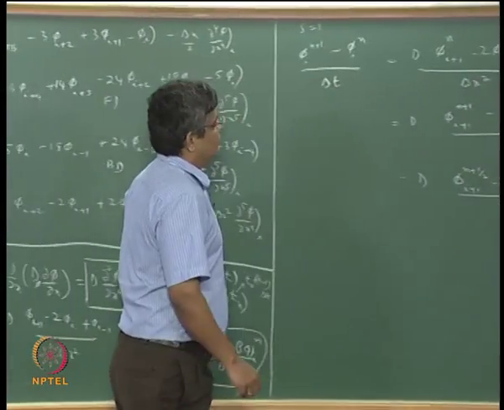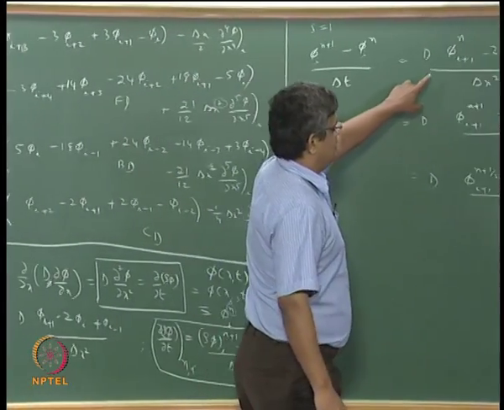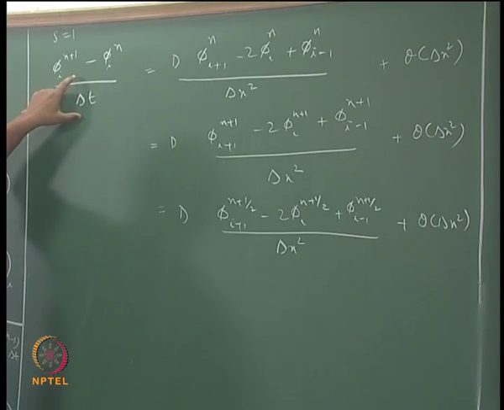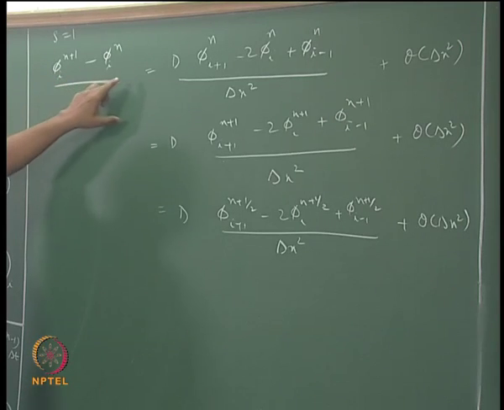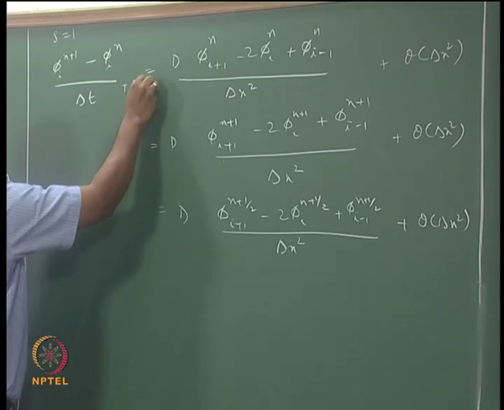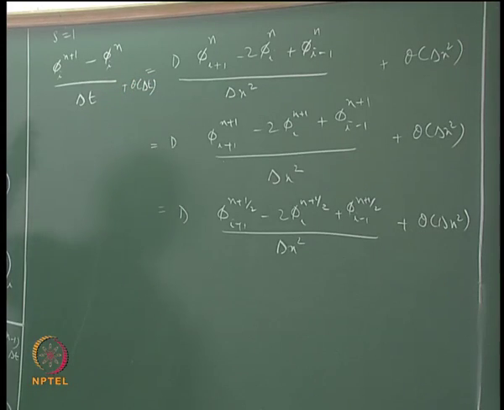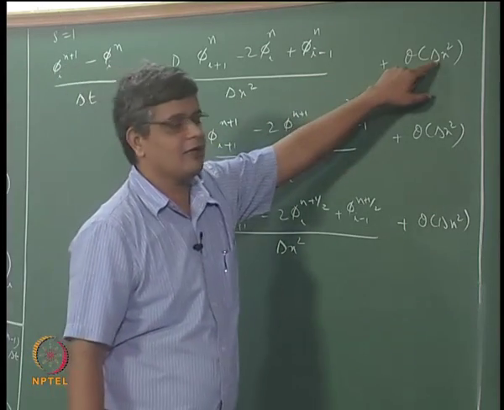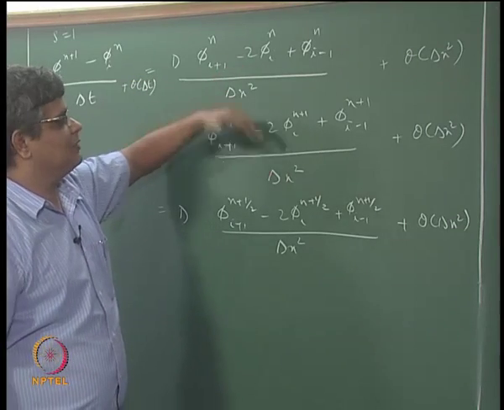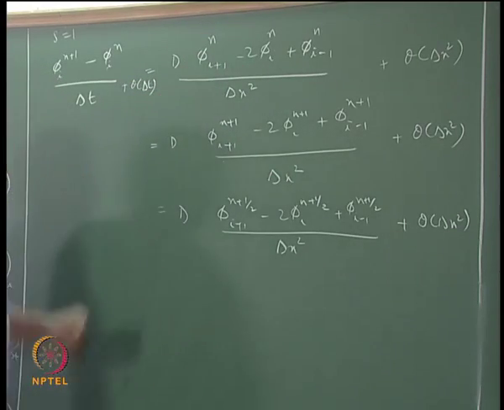Okay. But the accuracy of the time derivative is determined by this, and we can see that this is first order accurate. So the resulting approximation can be first order accurate in time and second order accurate in space. So between these two things there is no difference in the overall accuracy.